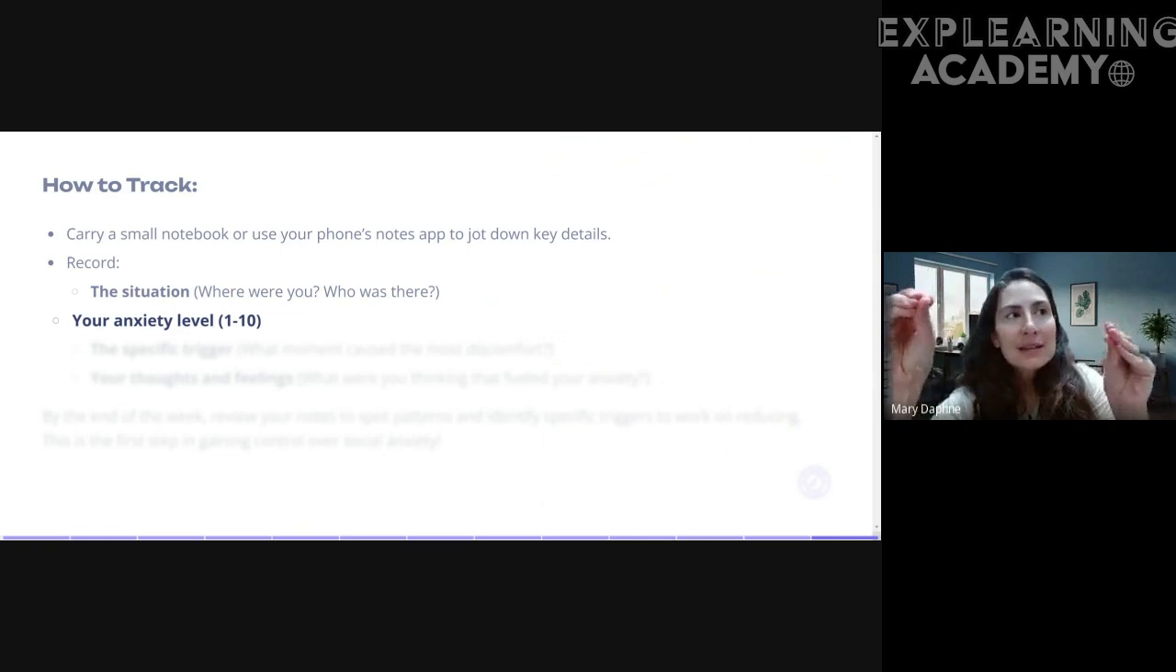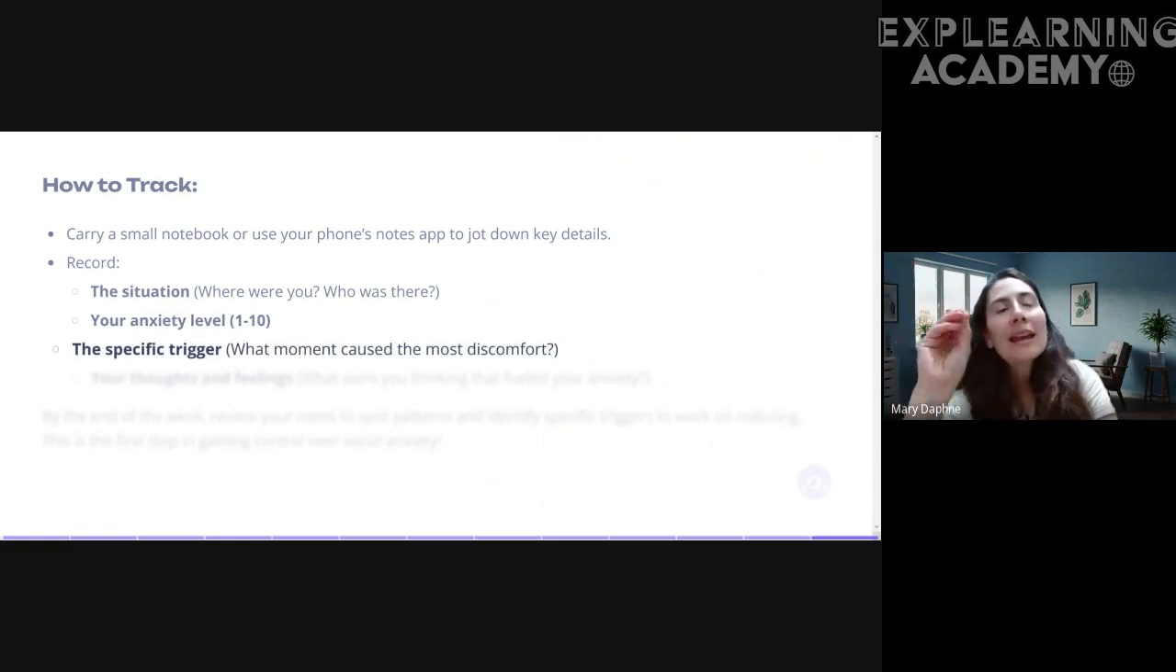What is your anxiety level on a scale from 1 to 10? So 10 being the highest, the most social anxiety you have would be 10. What is the specific trigger? Now, this is, I think, the most difficult for us to pinpoint, because a lot of times it's just this feeling of anxiety, but we don't necessarily know what causes it. Well, this is going to help you figure out the root cause of that social anxiety.